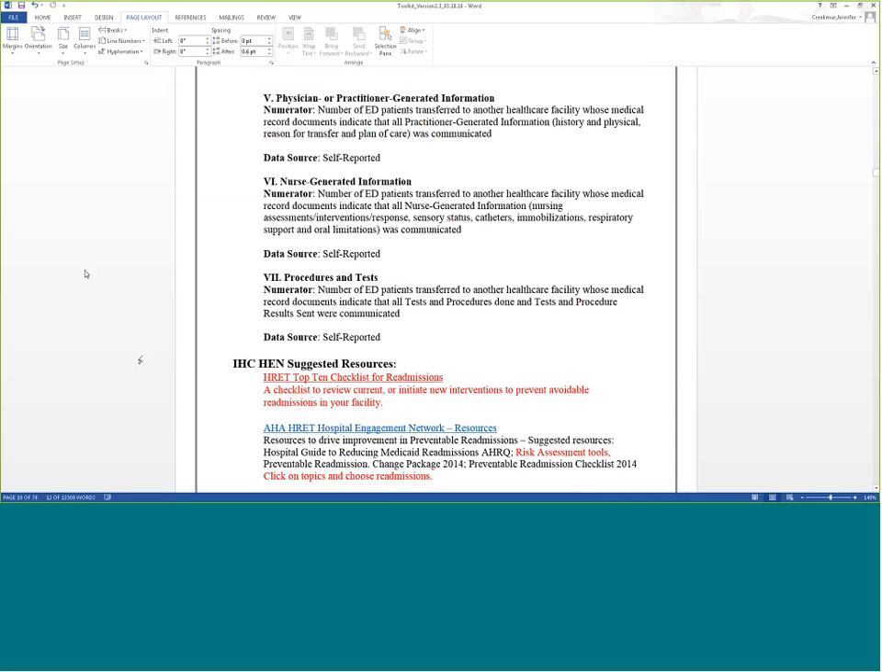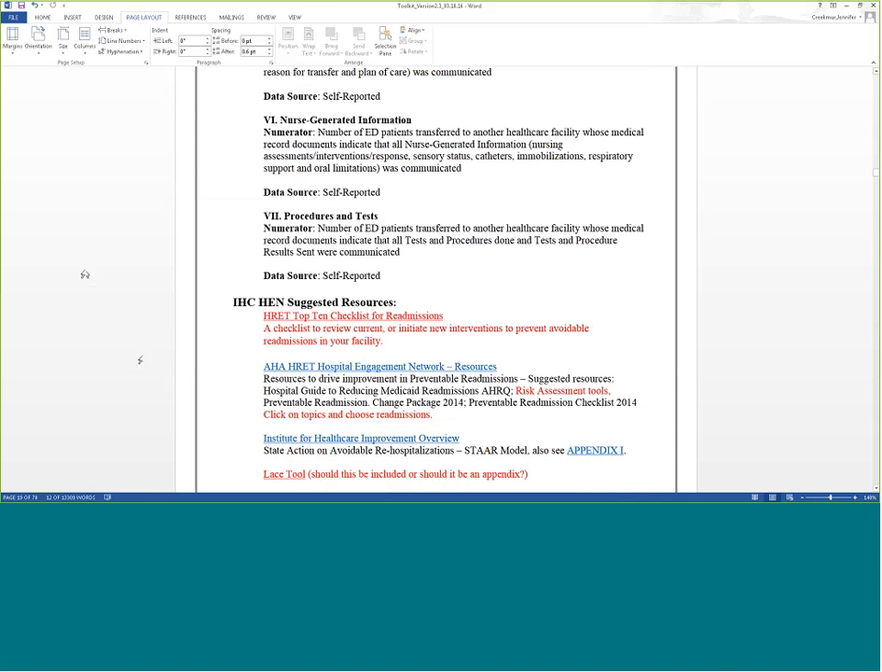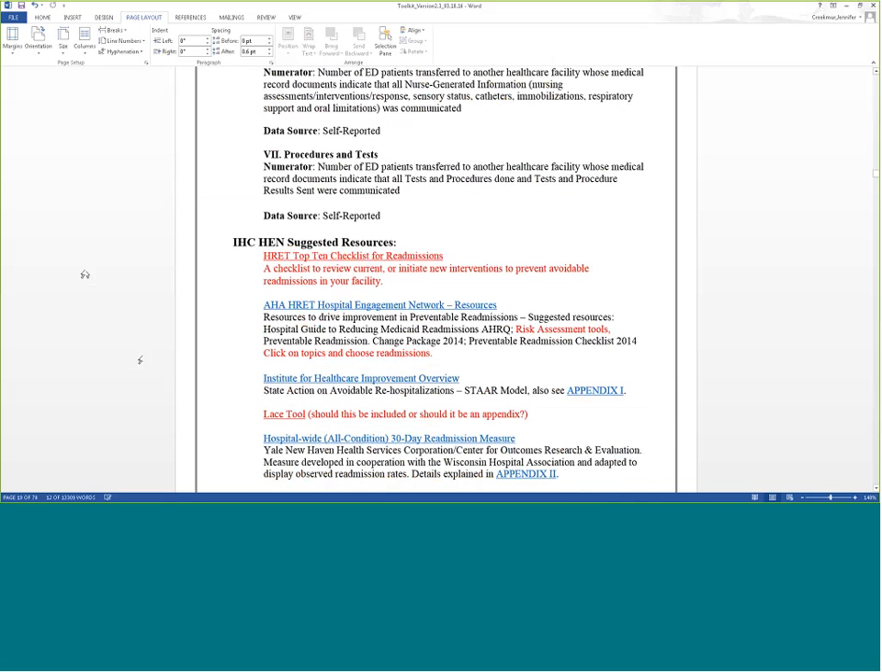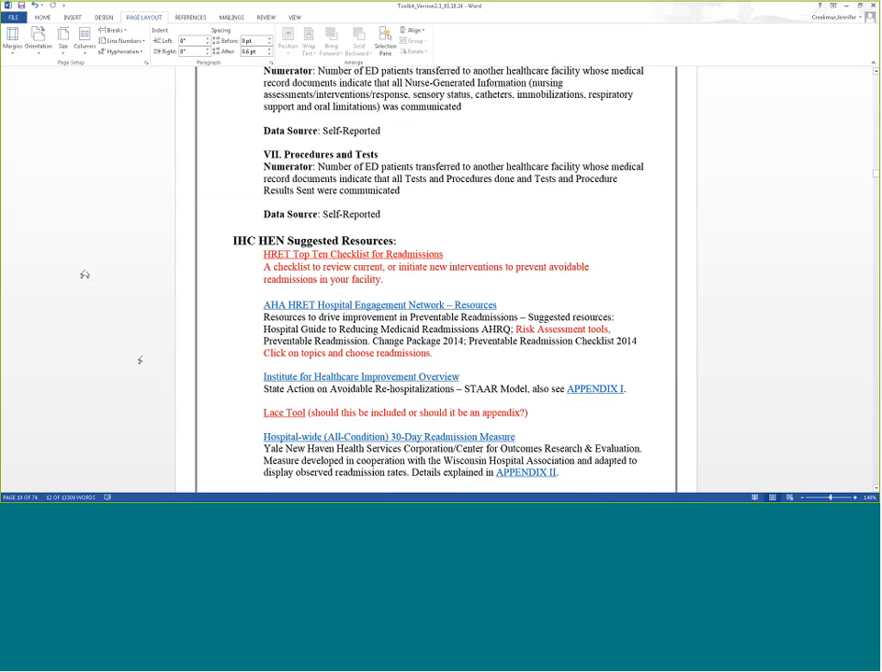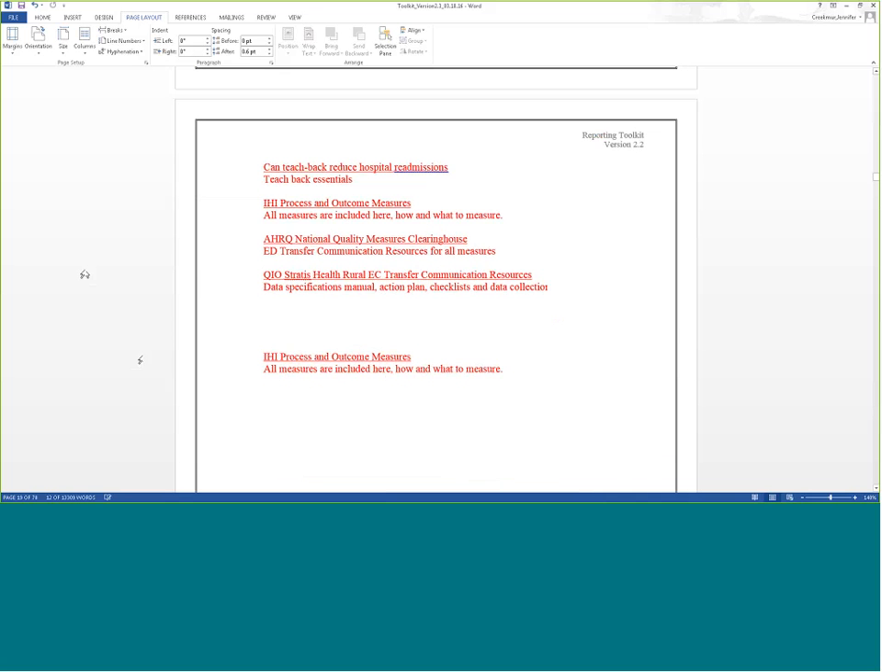At the end, we do have suggested resources for this measure. We have HRAT, the top 10 checklist for readmissions. This is a great checklist just to look through and say, are we doing the things that we should do? And when you are doing those things, I think that's a time to show that to your staff and show that to your board to make sure that they know that you're doing what you should be doing. Also, we have the LACE tool, and then we have teach-back information. We have information from IHI, ARC, and many other resources.